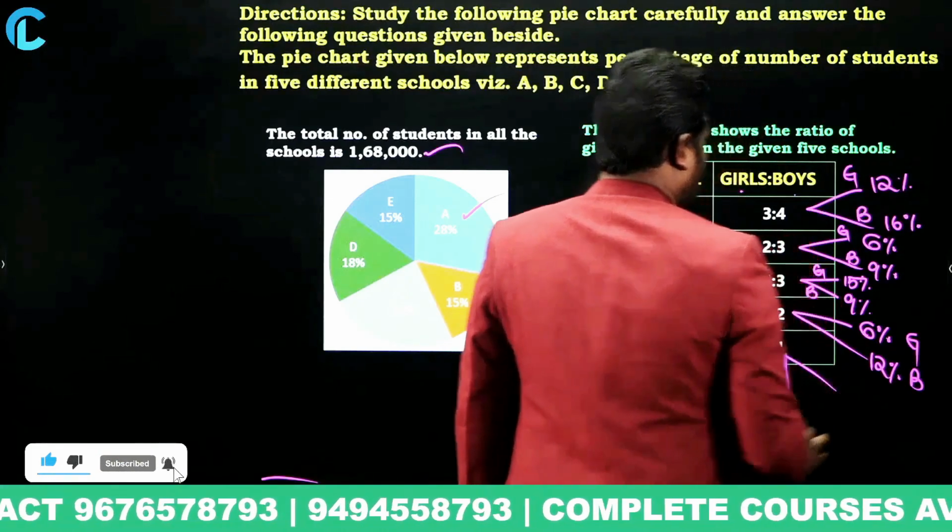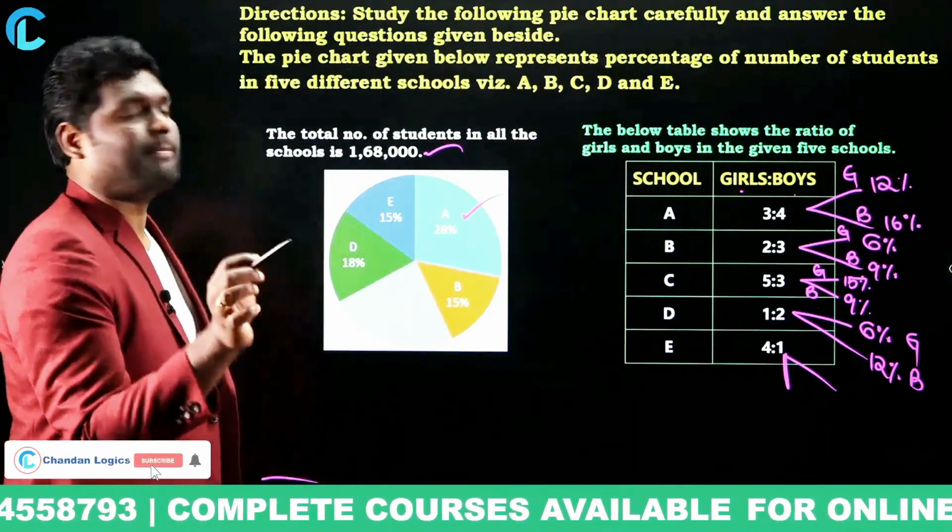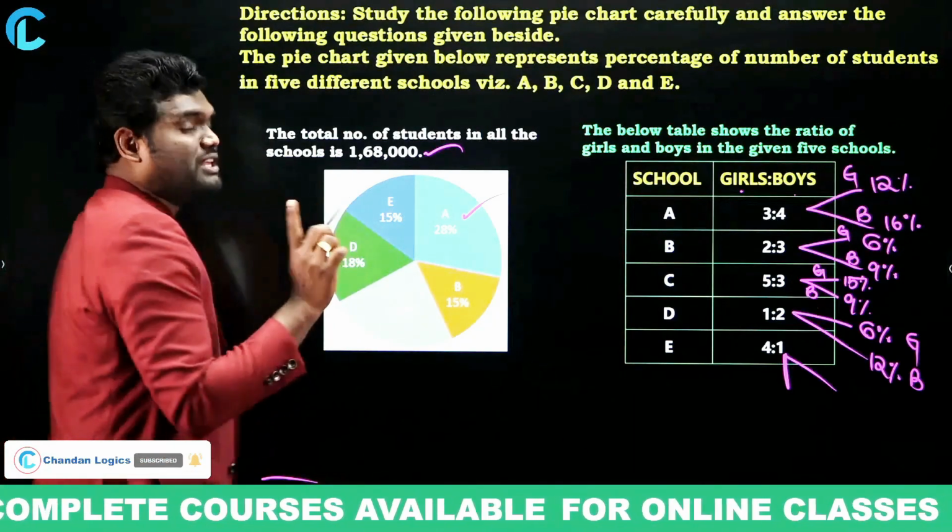Next, school E, the boys to girls ratio is 4:1. 5 parts. 5 parts is 15, which means 1 part is 3.